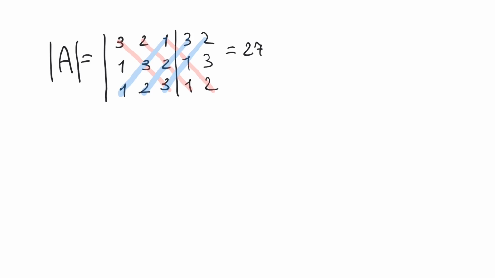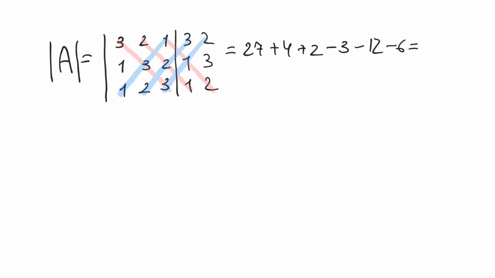The second positive diagonal is 4. The third positive diagonal is 2. And now we have our negatives. So the first one is negative 3. And then the second is negative 12. The third one is negative 6.